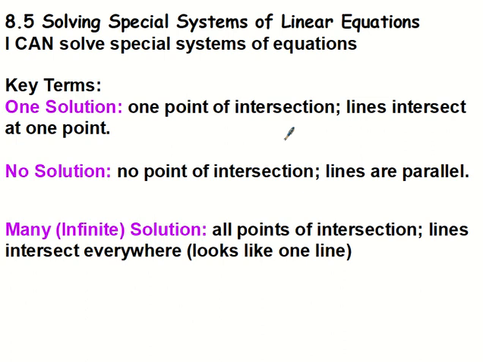There's a no solution. We've seen this. It looks like parallel lines, right? There's no point of intersection, so that's why it's no solution. And then we've seen infinite many solutions, it's where all of the points intersect, right? They look like one line, and so they technically intersect everywhere, okay?